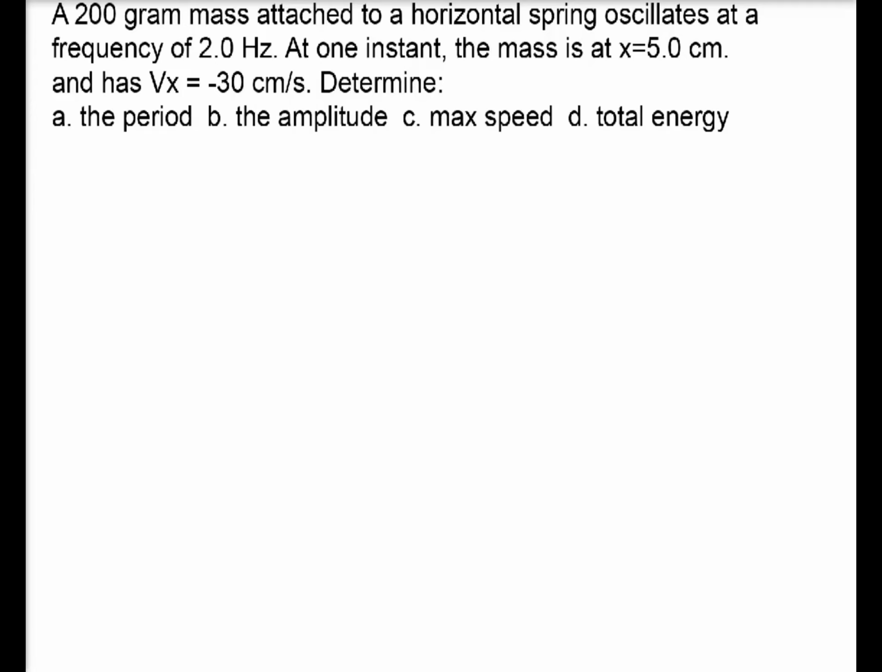Today we have a physics problem regarding an oscillating spring, a horizontal oscillating spring. It reads: a 200-gram mass attached to a horizontal spring oscillates at a frequency of 2 hertz. At one instant, the mass is at x equals 5 centimeters and has a velocity v_x of negative 30 centimeters per second. Determine A, the period; B, the amplitude; C, the max speed; and D, the total energy.